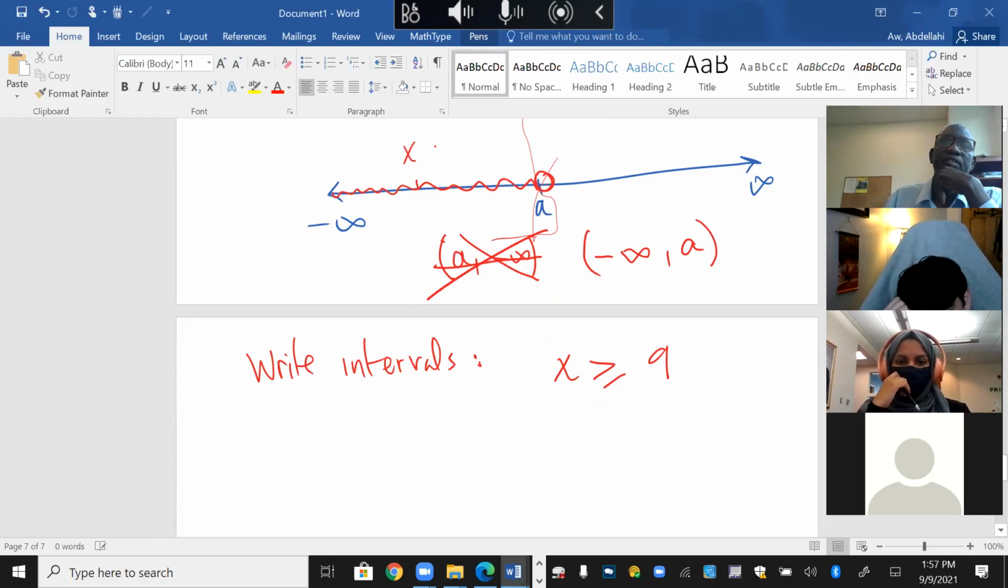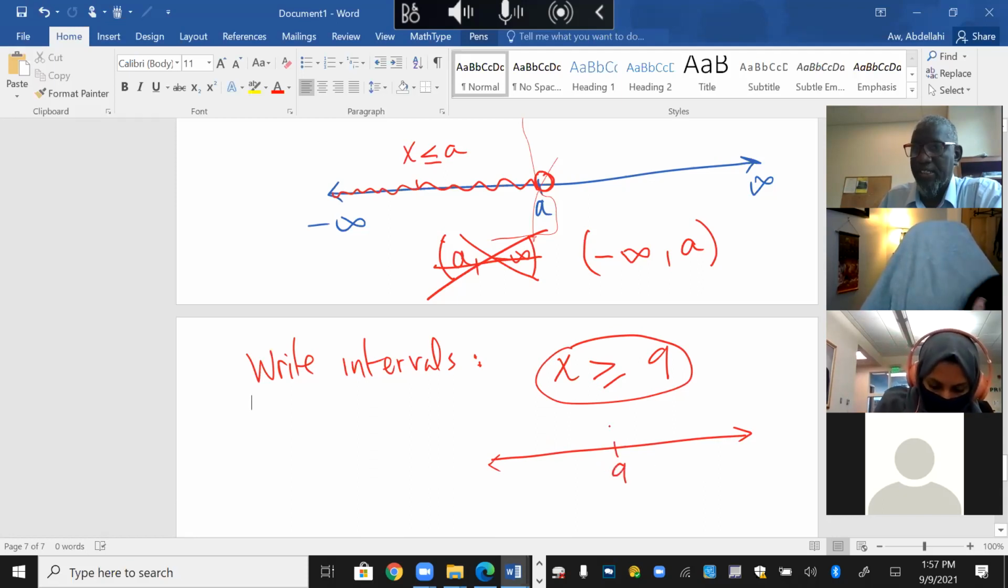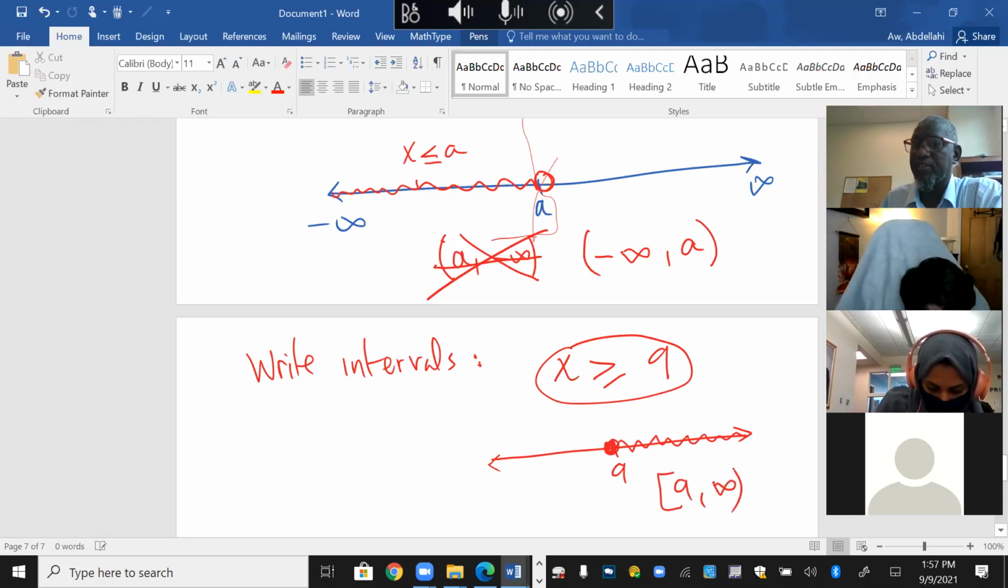When you see this inequality, and somebody asks you to write the interval, if you have some doubts, you can try to graph it. You have 9, and x is greater than 9, right? We start from 9 and we go all the way up. So this interval is bracket 9, infinity, right?